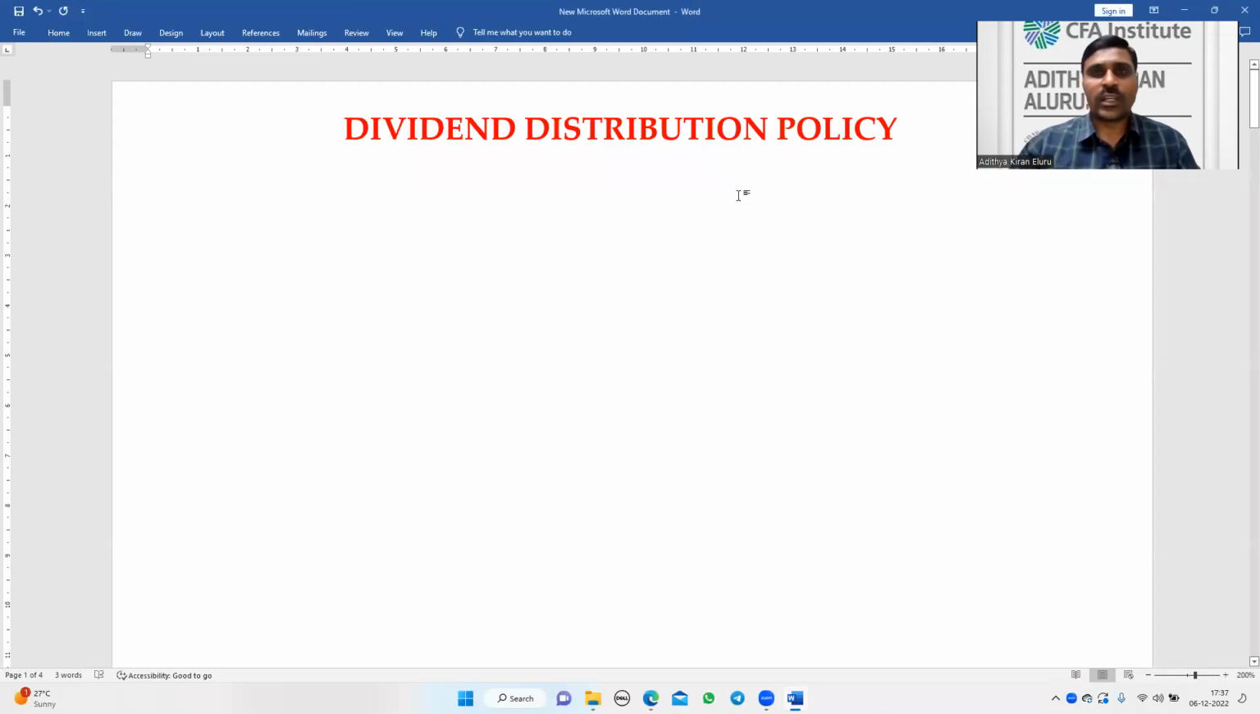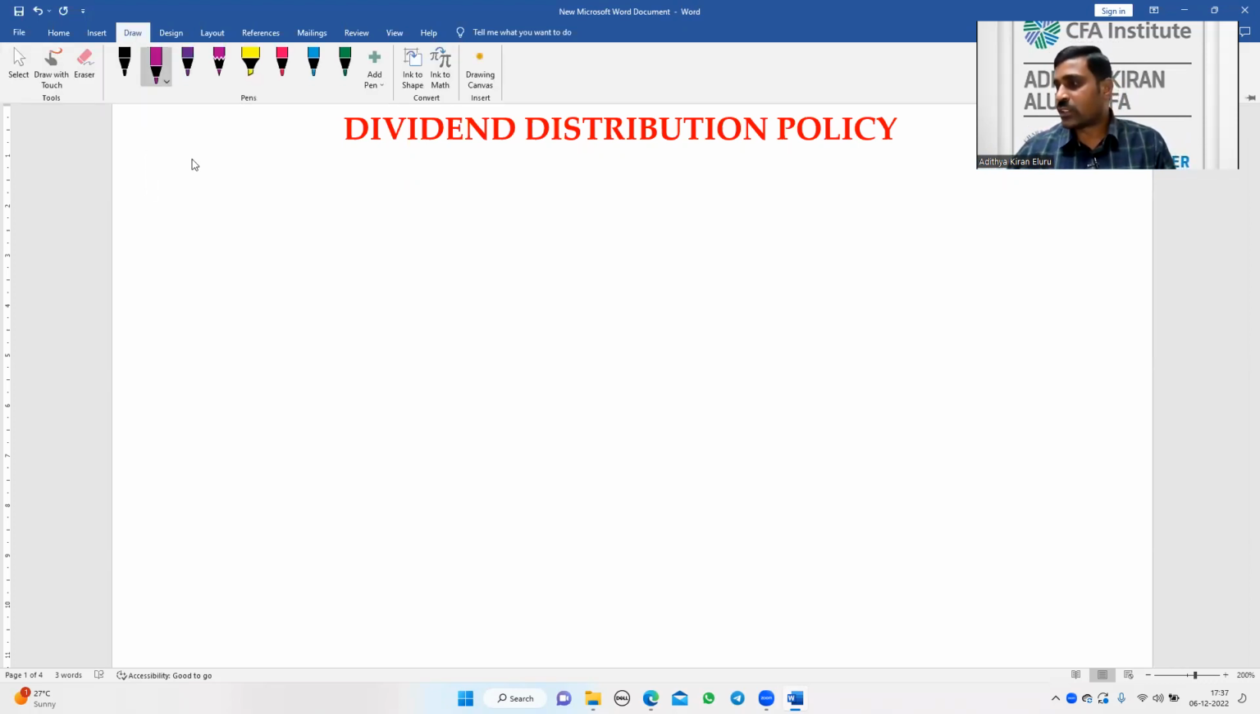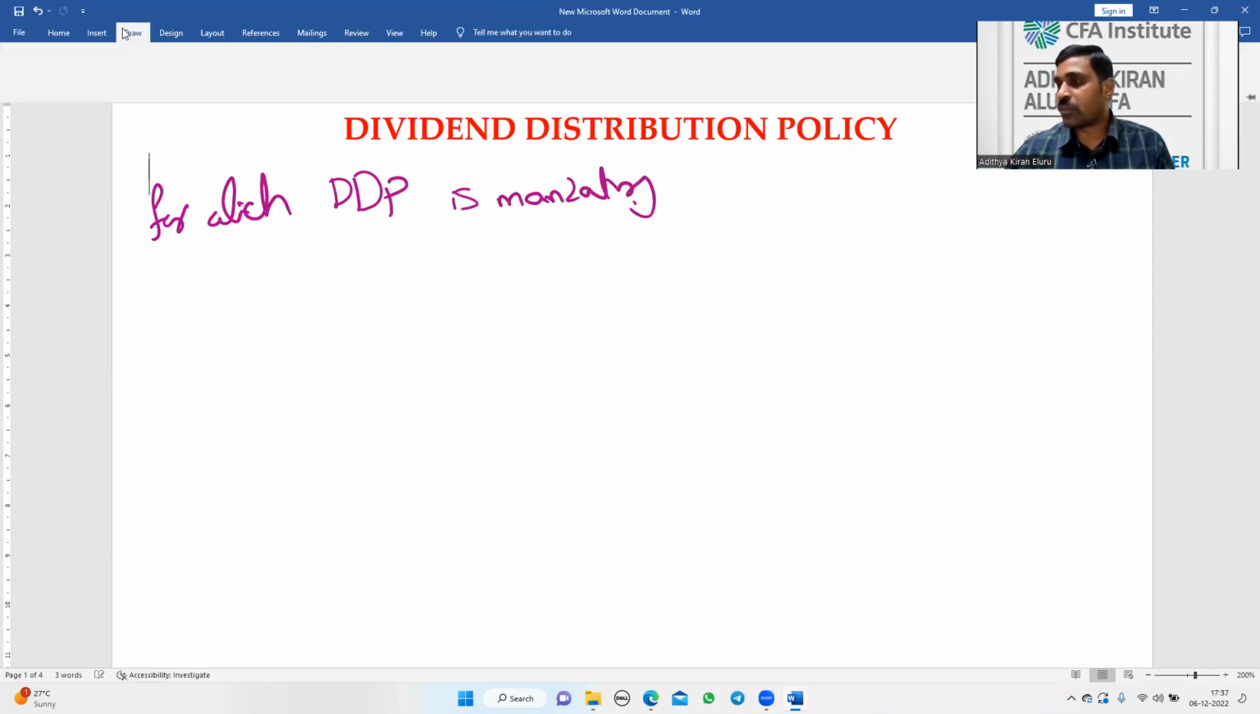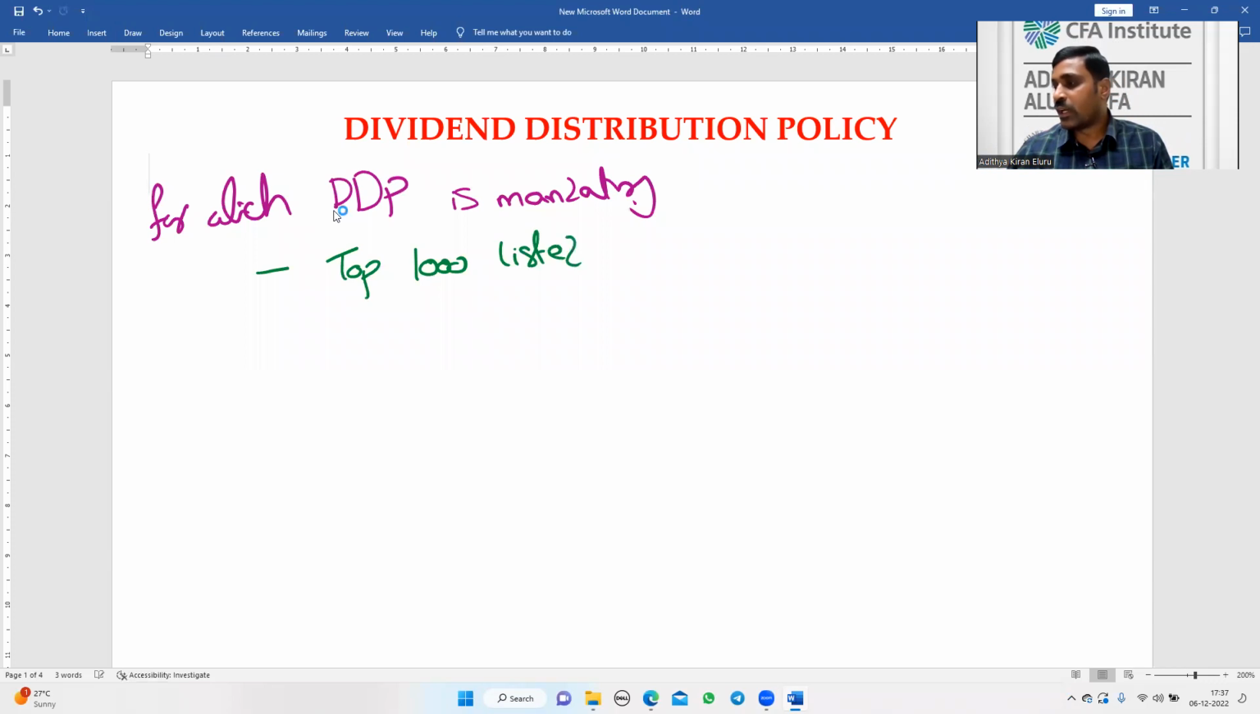This lecture will discuss the dividend distribution policy. For which companies is the dividend distribution policy mandatory, and what does it contain? We'll discuss that. First, for which companies is dividend distribution policy mandatory? It is mandatory for the top 1000 listed companies.